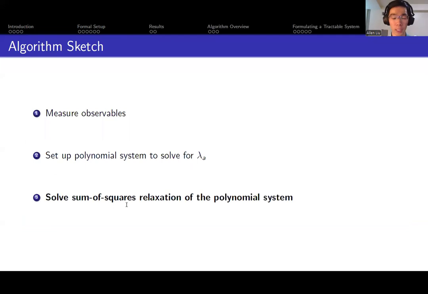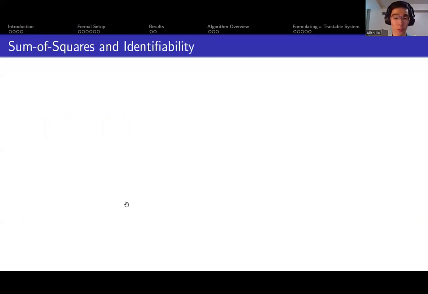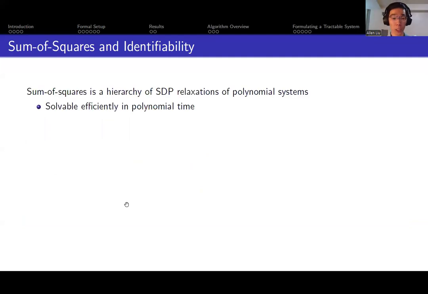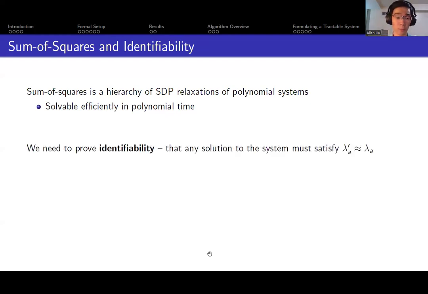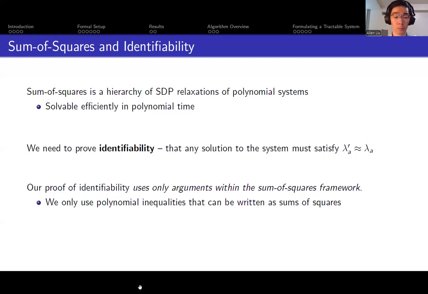Okay, so finally we formulated a tractable polynomial system, and now we need to solve it. What we do is we solve a sum of squares relaxation of the polynomial system. Very high level, sum of squares gives us a hierarchy of semi-definite programming relaxations of polynomial systems that are actually solvable efficiently. And the main thing we need to prove is identifiability. That any solution to the system that we obtain must actually be close to the true parameters.